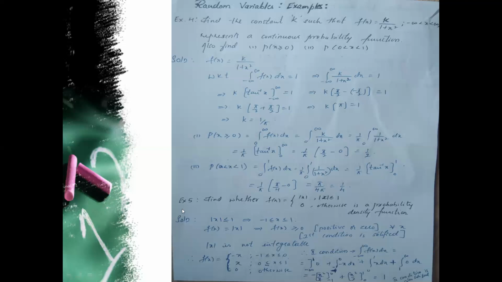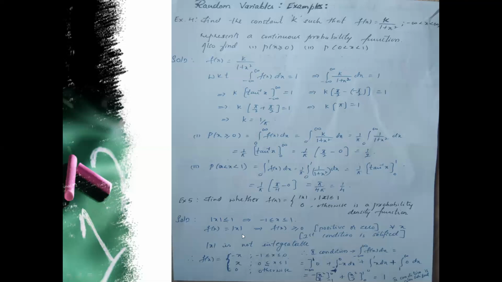Let us consider one more example. Find whether f of x is equal to mod x for mod x less than or equal to 1, and 0 otherwise, is a probability density function. The function is mod x in the range, again mod x less than or equal to 1. Now mod x less than or equal to 1 means x will be taking the values from minus 1 to plus 1, so that mod of this x will always be less than or equal to 1.